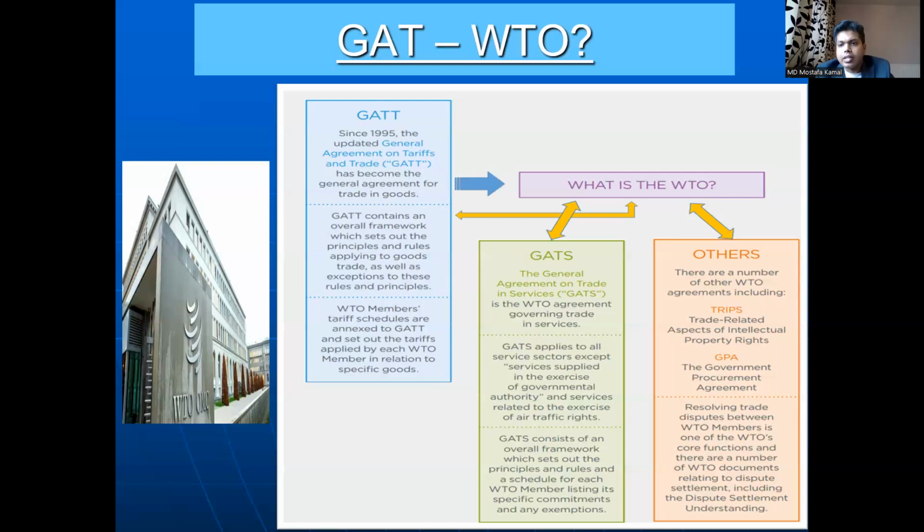Besides this, there are a number of other WTO agreements, including TRIPS, the agreement on trade-related aspects of intellectual property rights, and the GPA, the Government Procurement Agreement. There are also core functions related to resolving trade disputes between WTO members, like dispute settlement, including the Dispute Settlement Understanding.